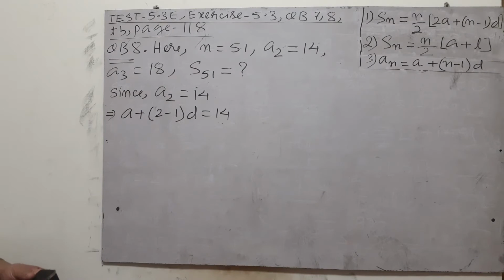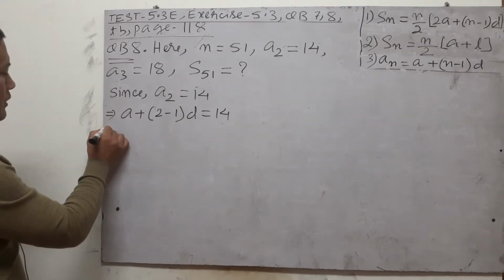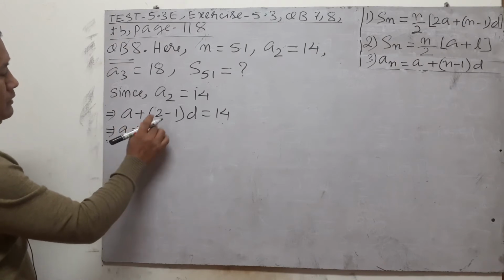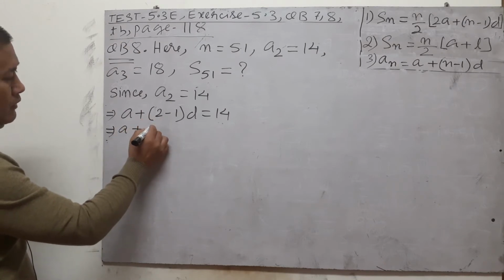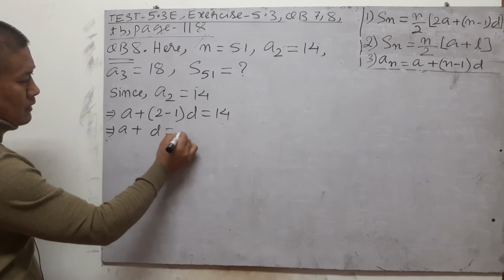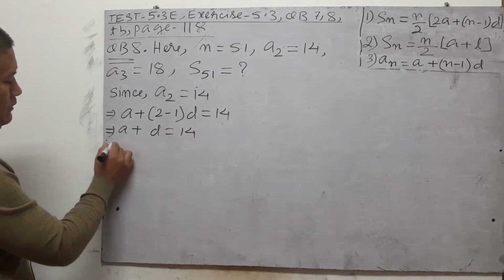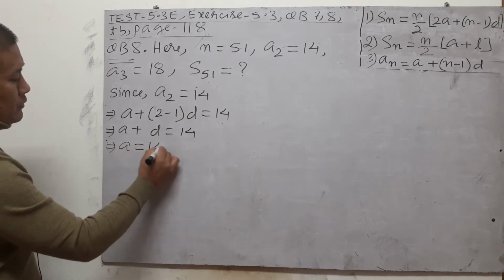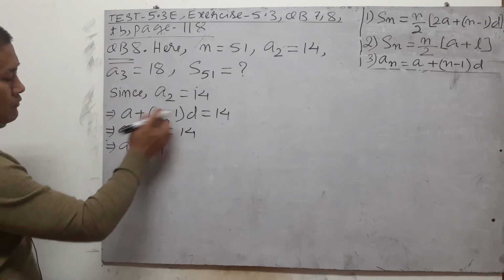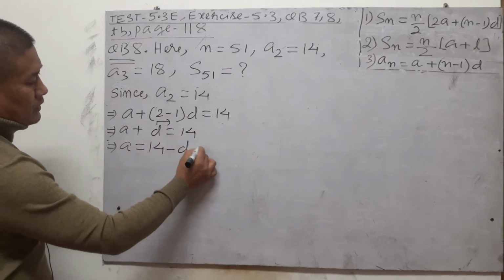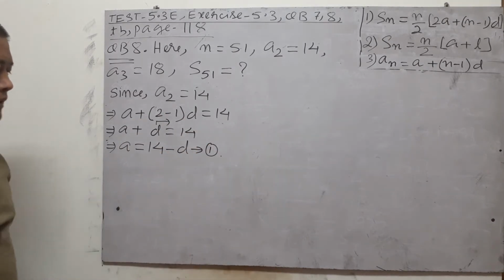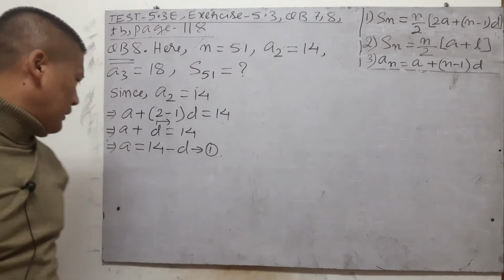Now A plus 2 minus 1 is 1, so 1D means simply D, equals 14. A will therefore be 14 minus D, because if you shift this plus D to the right side, it becomes minus D. Let us keep that as equation 1 and proceed.